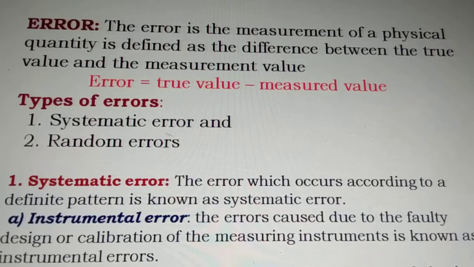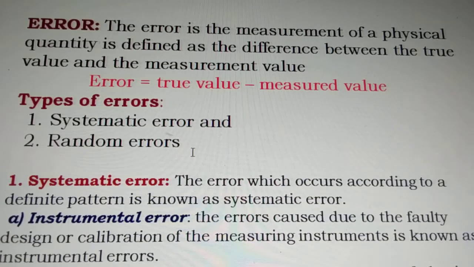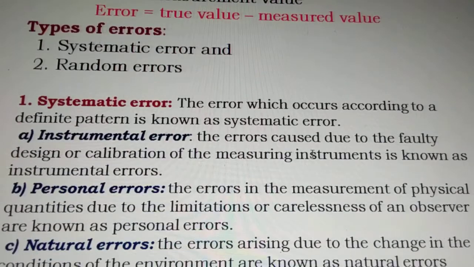So, there are several types of error. One is called a systematic error, another one is called a random error. A systematic error is the one which comes according to a definite pattern. So, always it is the same kind of error which comes. That is termed as a systematic error. The error which occurs according to a definite pattern is termed as a systematic error. This systematic error is obtained due to the instrumental error, the personal error, or another one called the natural error.